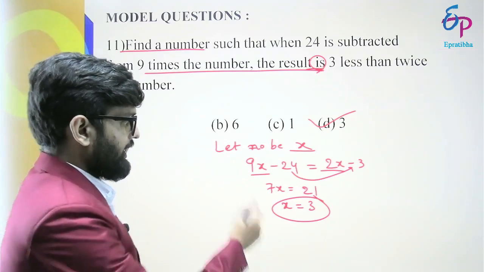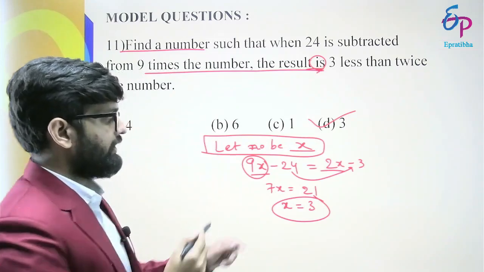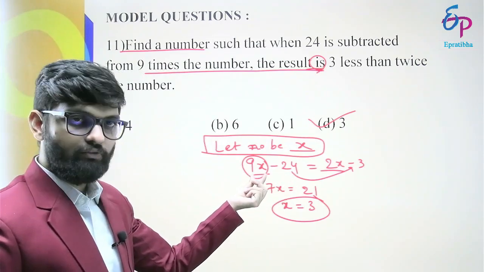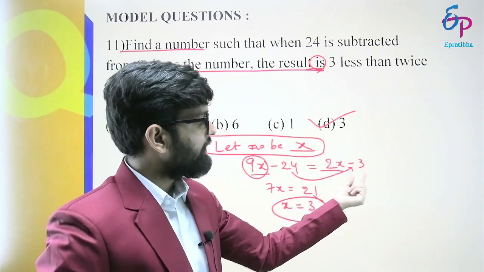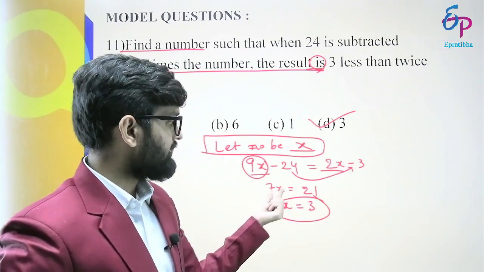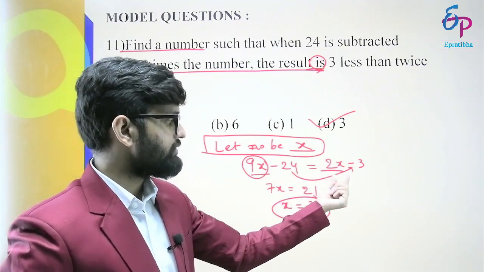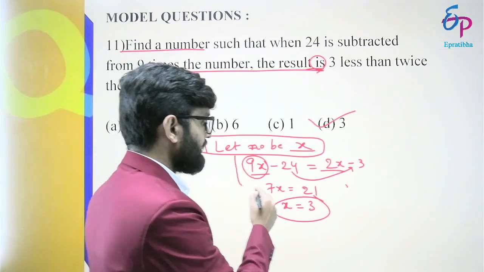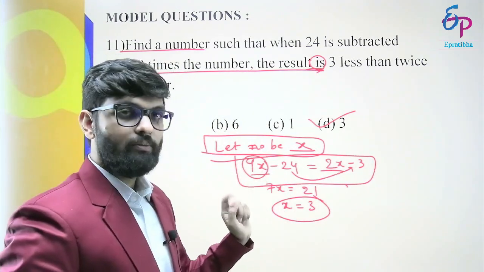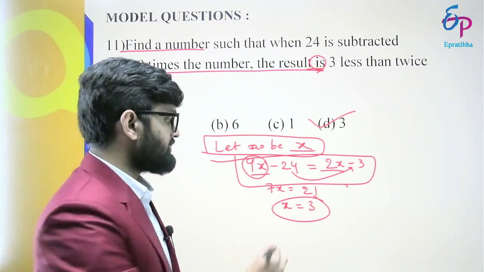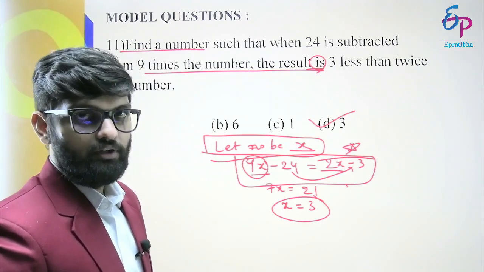Clear or not? So I am taking let the number be x. If 24 is subtracted from 9 times of that number and it is equal to 3 less than twice of that number. 9 times means 9x, twice means 2x, and they are telling less than, so I am taking 9x minus 24 is equal to 2x minus 3. If you are going to get that in that examination, you will definitely solve this type of questions in the examination. You just have to know how to get this expression or equation. So I hope I am clear.